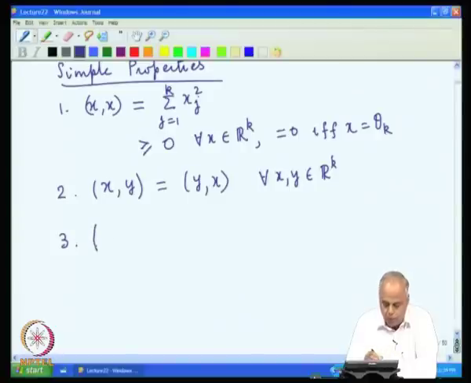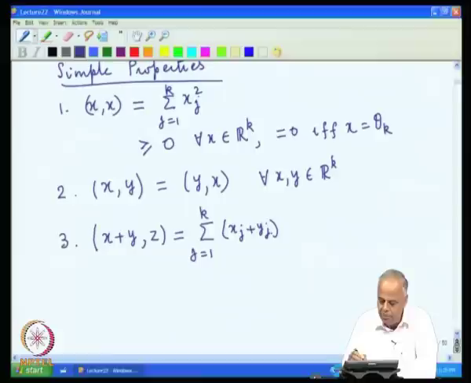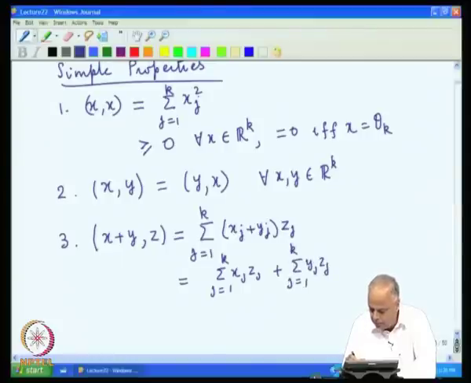So, suppose I take two vectors x and y and add them and then take the inner product with z. That is the same, by definition, as the sum over j equal to 1 to k, where x plus y has coordinates x_j plus y_j and z has coordinates z_j, which is equal to the sum over j equal to 1 to k of x_j z_j plus the sum over j equal to 1 to k of y_j z_j.